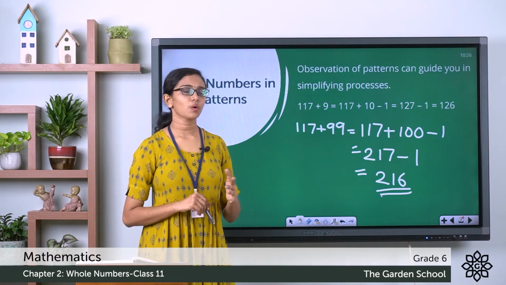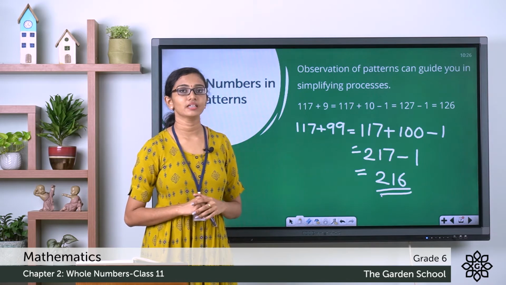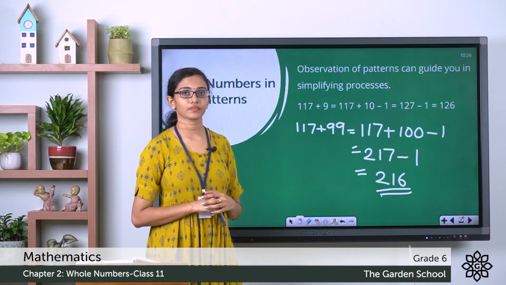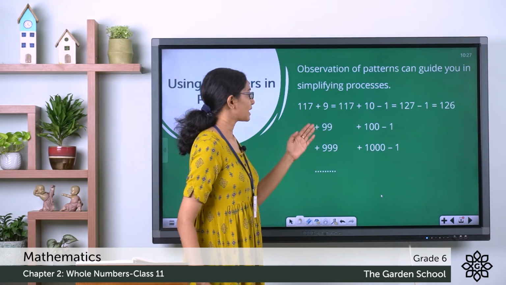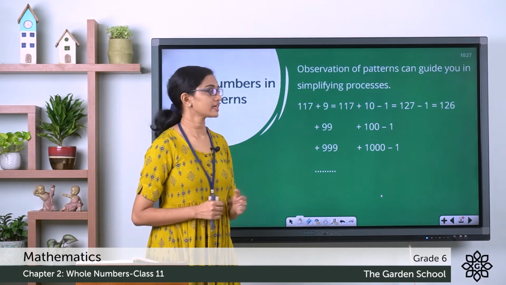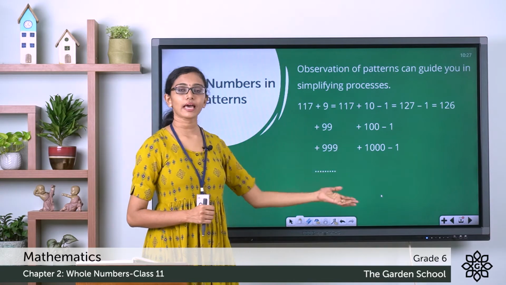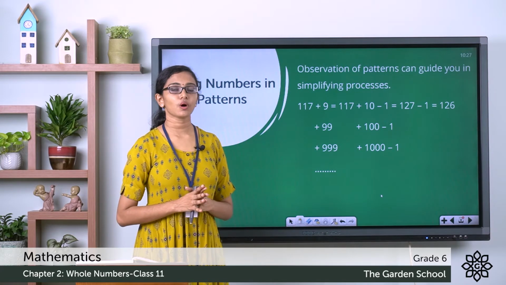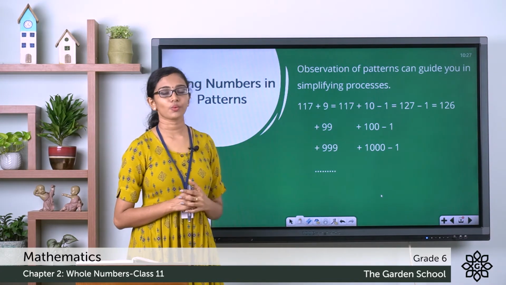So can you say what pattern we can use if we replace this 99 by 999? You can use 117 plus 1000 minus 1 there. So you see, this pattern helps you to add numbers of the form 9, 99, 999 and so on. You just have to do plus 10 minus 1, plus 100 minus 1, plus 1000 minus 1 and so on. So this is a pattern that you can use in the addition of numbers of the form 9 or 99 or 999 and so on.